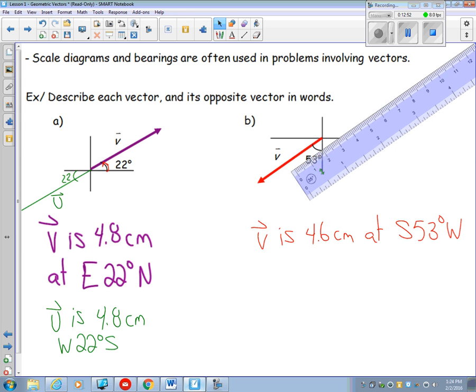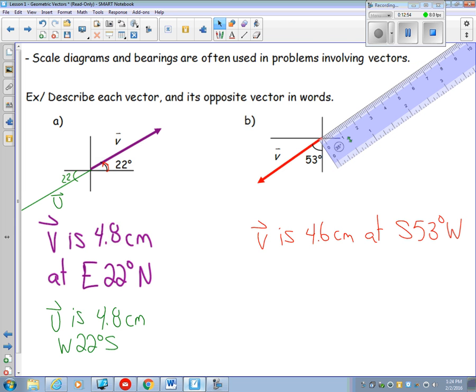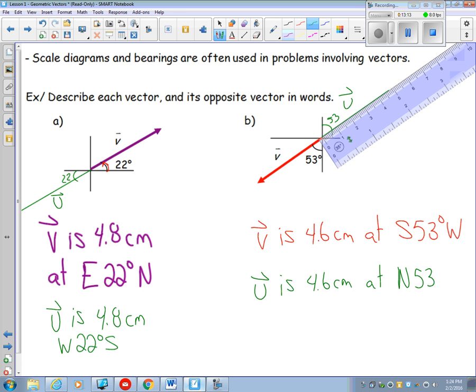If I were to draw the opposite in there, it would look exactly the same. 4.6 long, but it'll go the opposite direction, right? So if we call that one U, as I said, U is 4.6 centimeters at, and this time we're going to go to the north first, and then go 53 towards the east, the exact opposite direction. Same size, opposite direction.